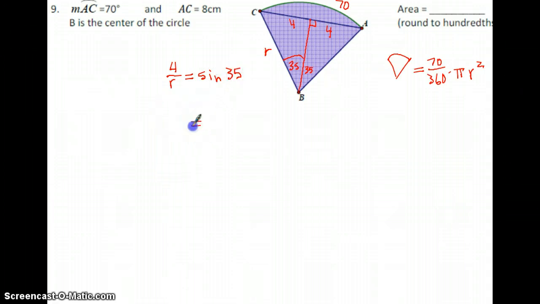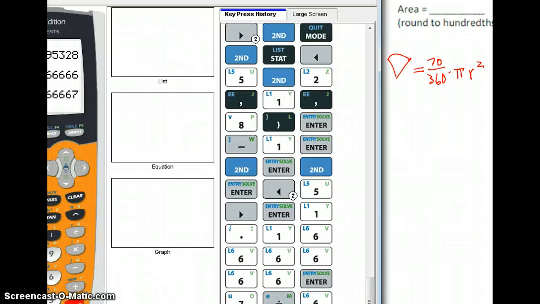And that means people are having trouble solving for r when it's trig stuff like this. Remember, you can switch out the r and the sine 35. So this is 4 over sine. It's like I'm dividing both sides by sine 35, and I'm multiplying both sides by r at the same time, and that's how it gets r by itself there. All right, so 4 divided by the sine.